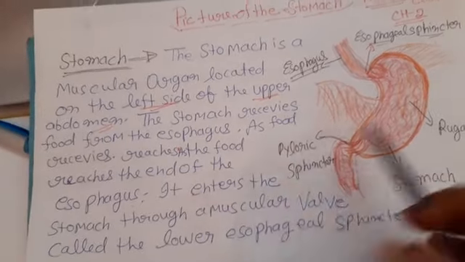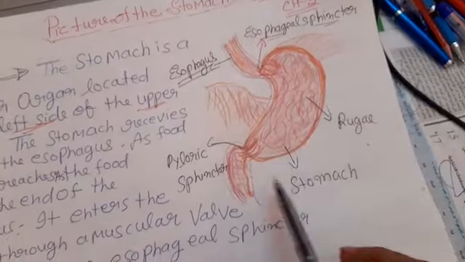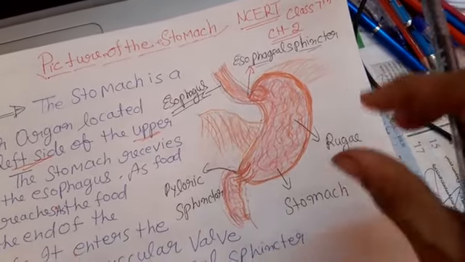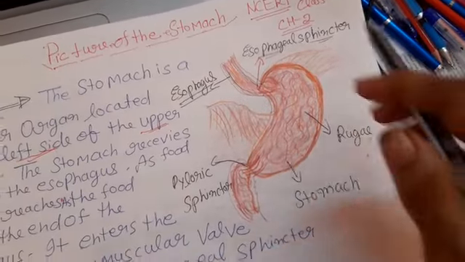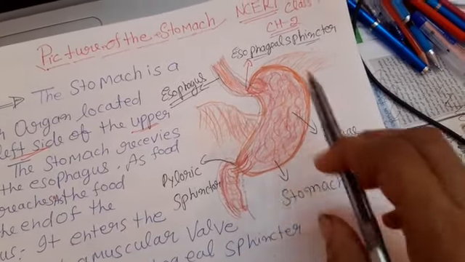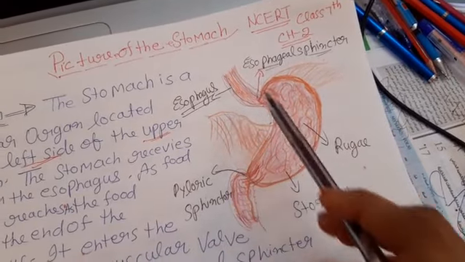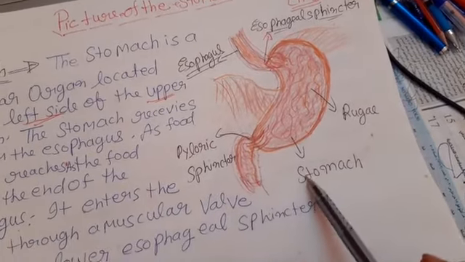Okay, so let's revise. This is a diagram of the stomach. The stomach periodically churns the food. This is the esophageal sphincter, esophagus, pyloric sphincter and stomach.